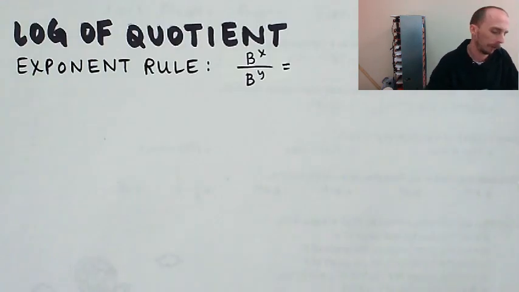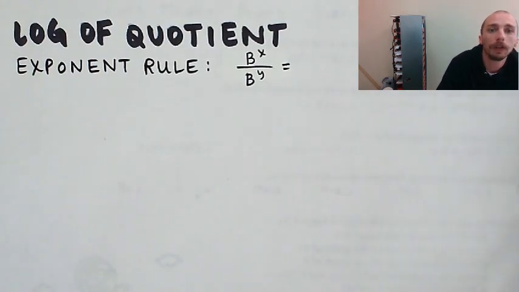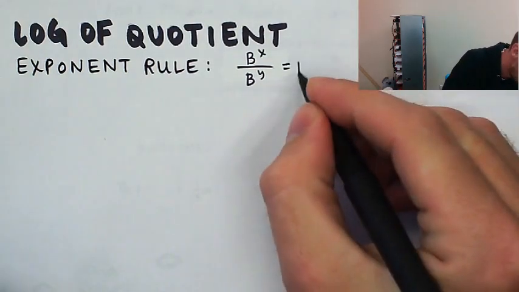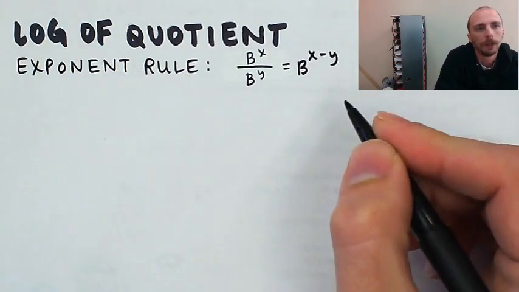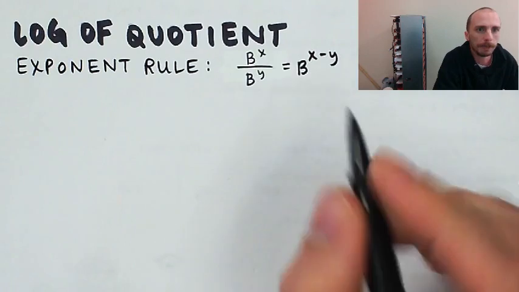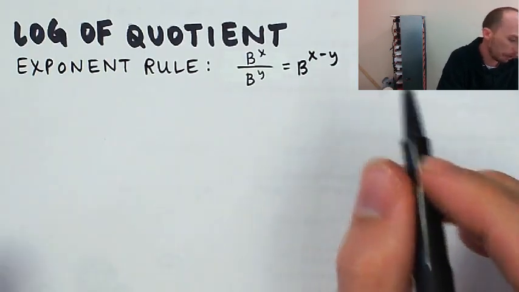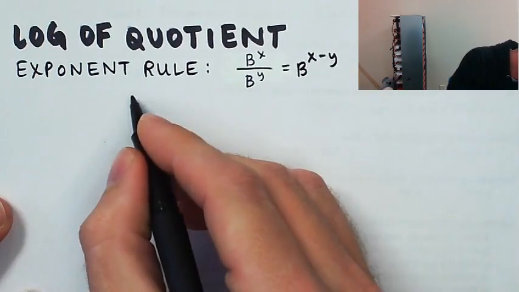Let's talk about our next log property. The next one is going to go back to the idea of dividing two numbers that have the same base and different exponents. And in that case, we have seen in this class, we subtract the exponents. I'm saying, and I need to go to a log base 2 example.